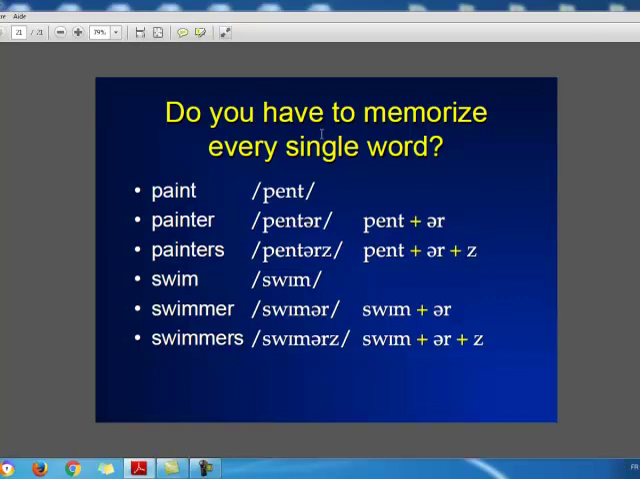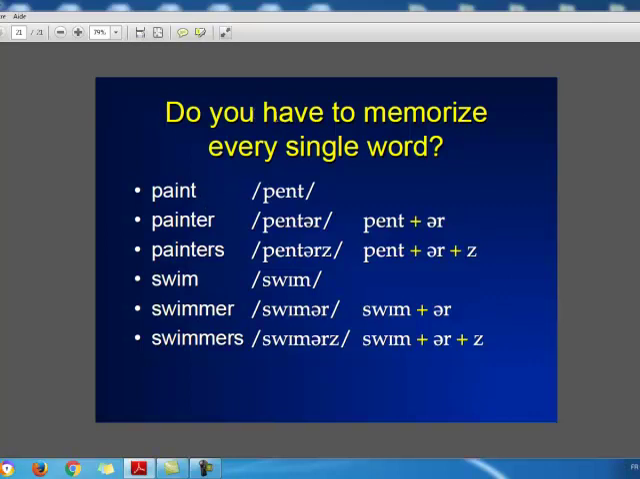Now, you remember we talked about what we learn when we learn the words of a language. Do we need to memorize every single word? For example, do we need to memorize paint alone and associate it with its meaning? Afterwards, we are going to learn another word, which is painter, and associate it with its meaning. Same thing for painters, same thing for swim, same thing for swimmer. Do we learn words of our language in this way, as just words belonging to a long list, and we learn words in isolation? Each word is going to be learned alone, one by one.